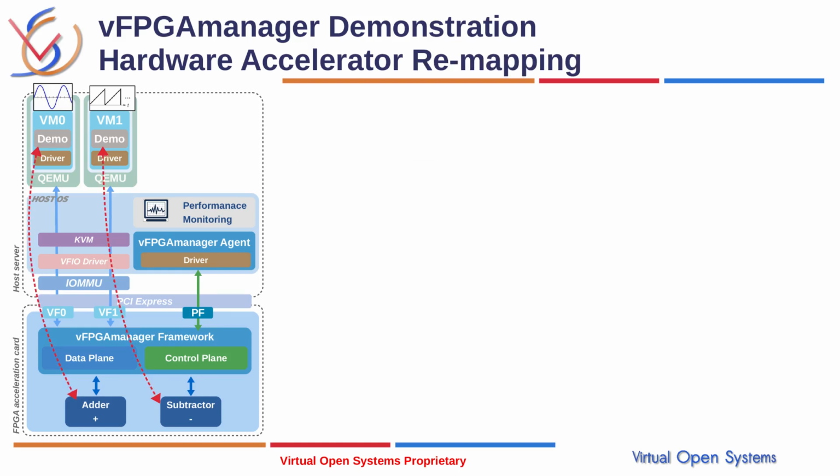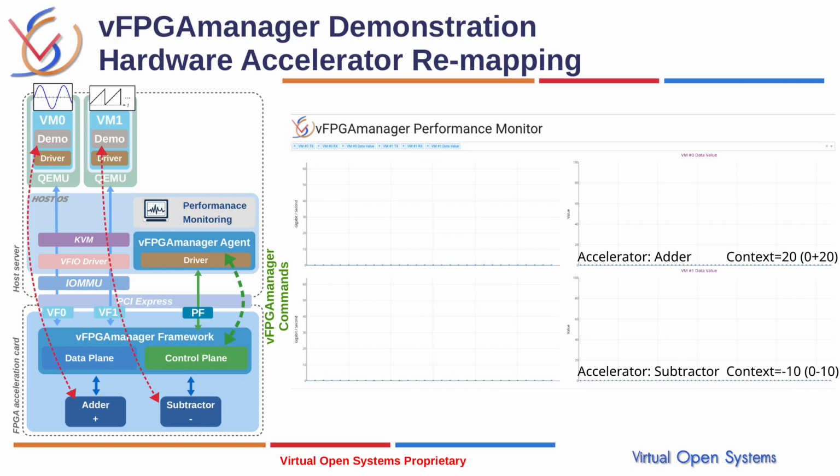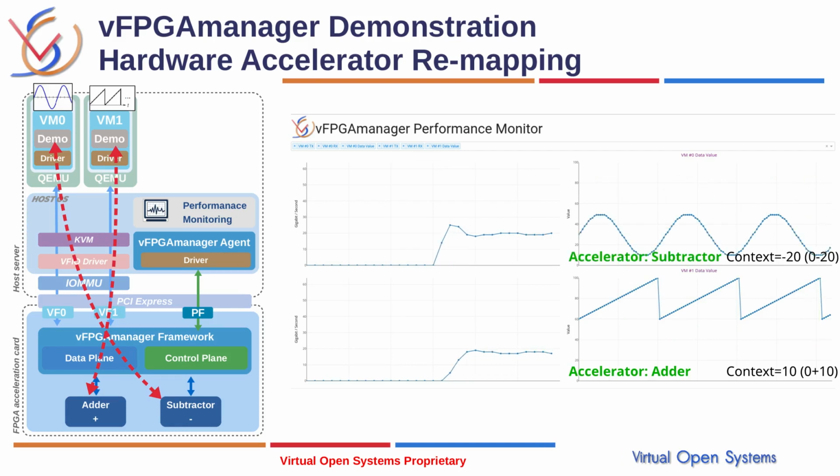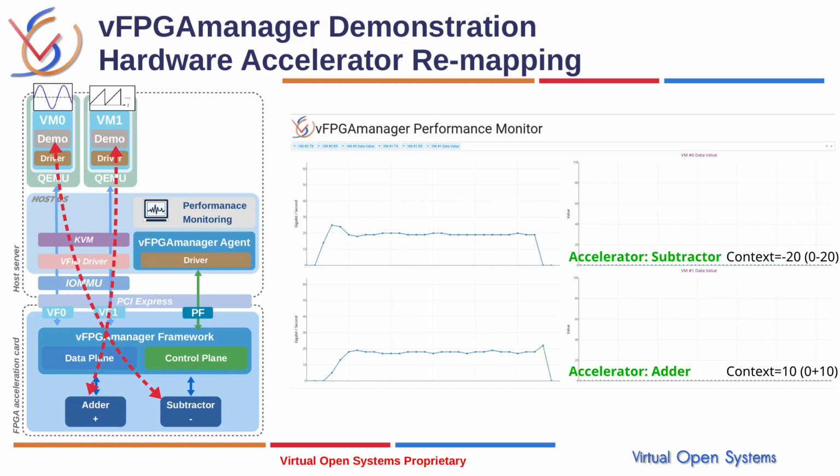The vFPGAmanager provides control and monitoring interfaces that enable the hardware resources orchestration through a set of programmable commands. First, we will start a data transfer from the two VMs with a context equal to 20 for VM0 and 10 for VM1. Then the vFPGAmanager agent sends commands to swap the accelerator's mapping to the VMs. You can observe on the dashboard that the VM0 receives a sinusoidal shape with a context of -20 and the VM1 receives a triangular shape with a context of 10. This demonstrates that the hardware accelerator mapping has been updated dynamically.